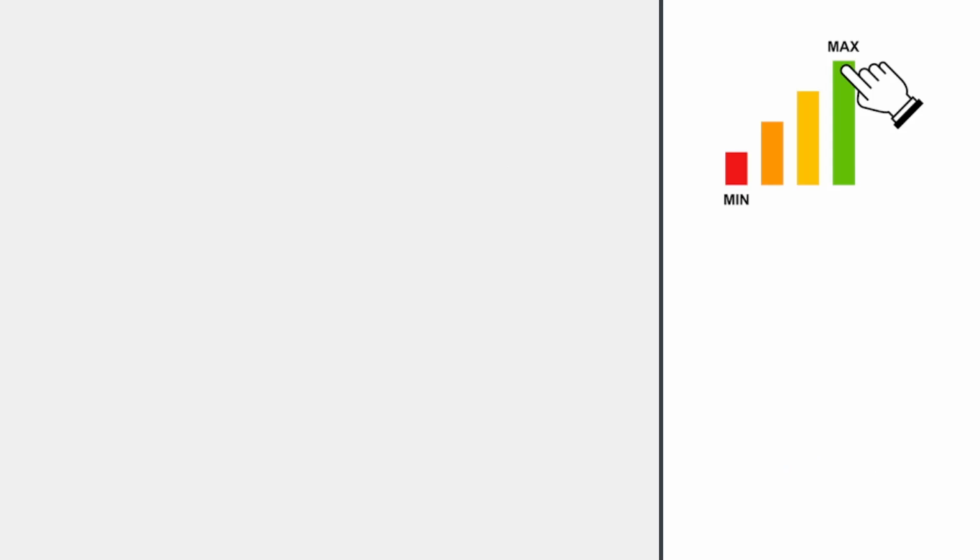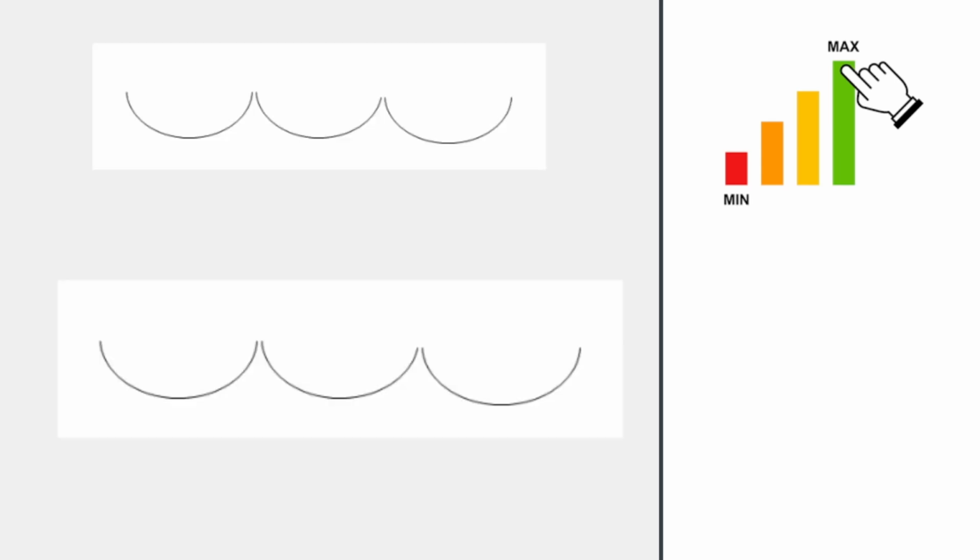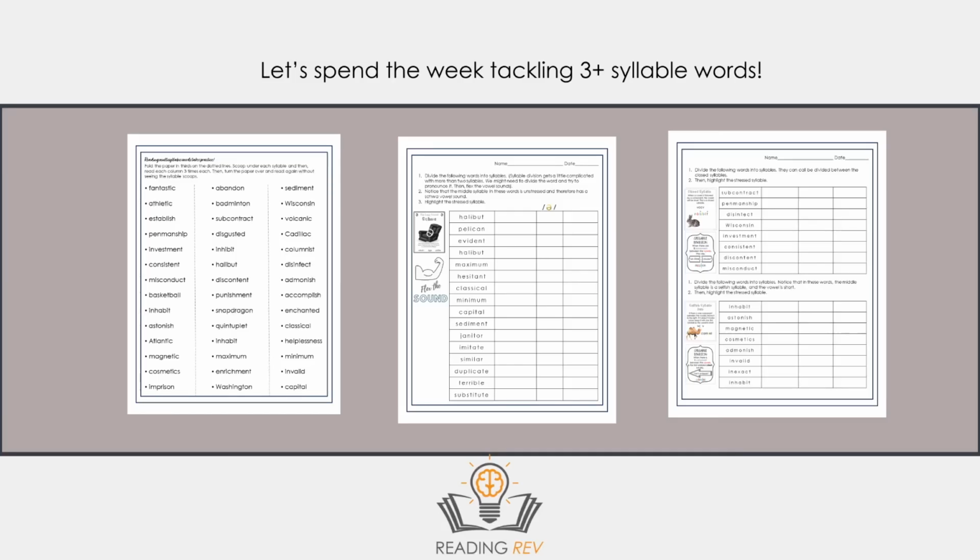The word is minimum. How many syllables does minimum have? Min-mum, 3 syllables. Tap out the sounds in the first syllable. Min, m-i-n, I. There's that schwa sound represented by an I. Mum, m-a-m, minimum. Let's spend this week tackling 3 or more syllable words.